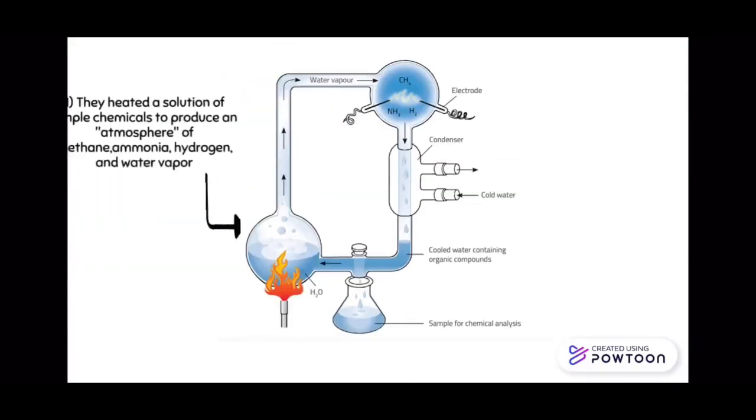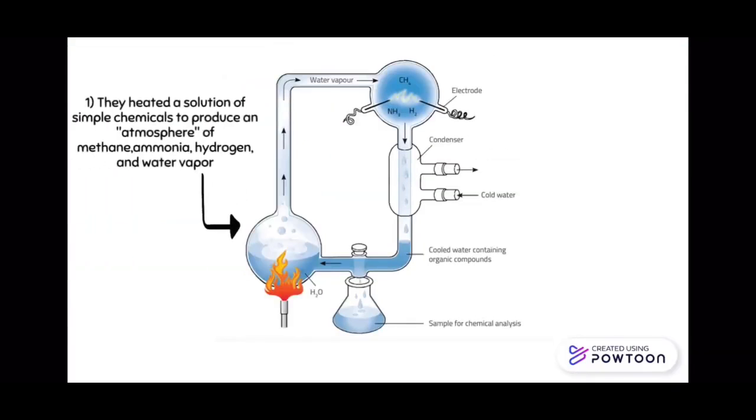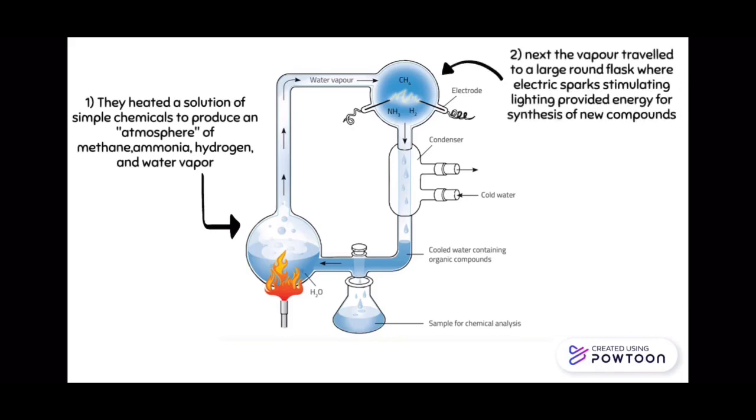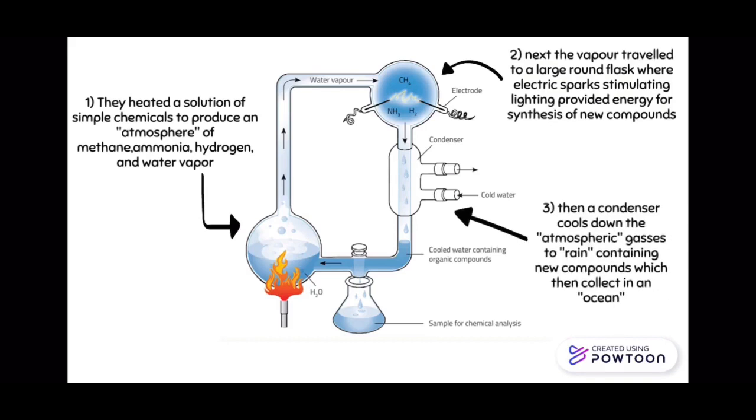First, they heated a solution of simple chemicals to produce an atmosphere of methane, ammonia, hydrogen, and water vapor. Next, the vapor traveled to a large flask where electric sparks, simulating lightning, provided energy for synthesis of new compounds. Then, a condenser cooled down the atmospheric gases to a rain containing new compounds, which was collected in an ocean. Finally, they collected the condensed rain and analyzed it.